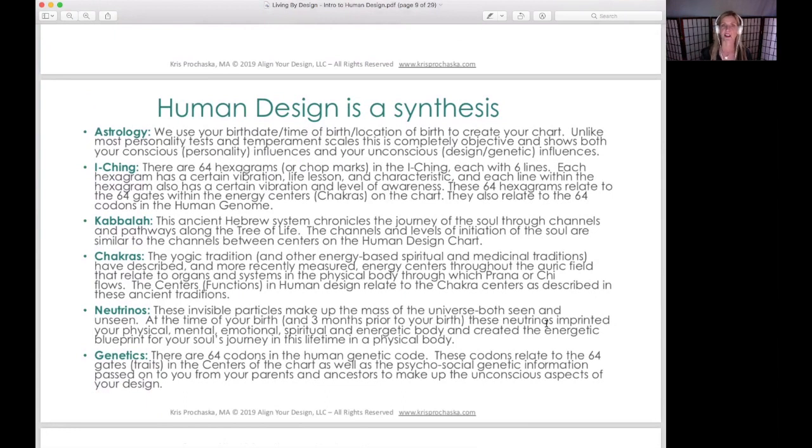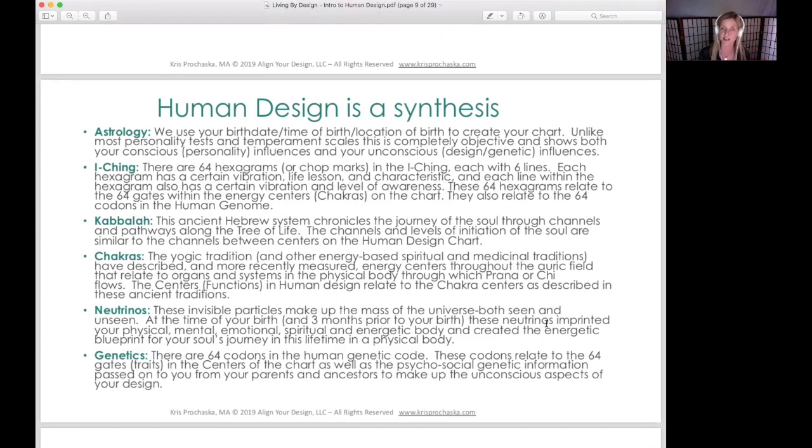Okay, and then the last one is genetics. Remember I said there's the genetic code. Those 64 hexagrams in the I Ching match the 64 codons in the human genetic code. And these codons, the 64 hexagrams and the 64 codons, relate to the 64 gates or traits in the design. We're going to see those in just a minute. I'll show you where they are. And they really are. So it's both the psychosocial and genetic information that is passed on to you from your parents and ancestors. And this is what makes up the unconscious aspects of your design.